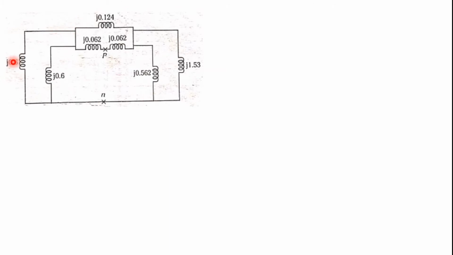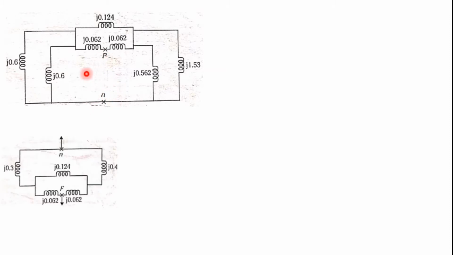For generators G1 and G2, by adding up all the values you will get the following. This is the midway of transmission line B. Consider this as the reference point. By redrawing this, this is the equivalent you will get. These two are connected in parallel, so this is 0.562, and 1.53 is also a parallel combination. You get 0.4, this is 0.3, this is 0.124. So this is 0.062, this is 0.062.